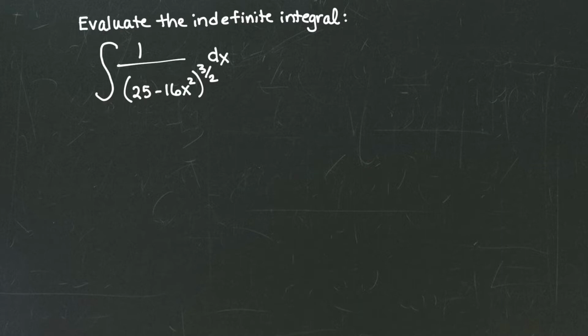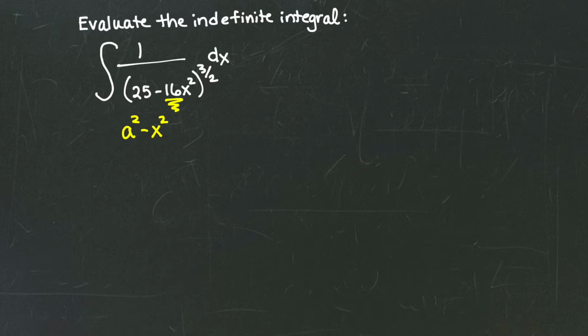But what's the kicker here? What makes this one different than any problem we've done in class or on our homework thus far? Do you notice that there's an extra number in front of the x squared? Normally our pattern would be a squared minus x squared. But we've got something extra in front of the x squared. So what are we going to do to deal with it?